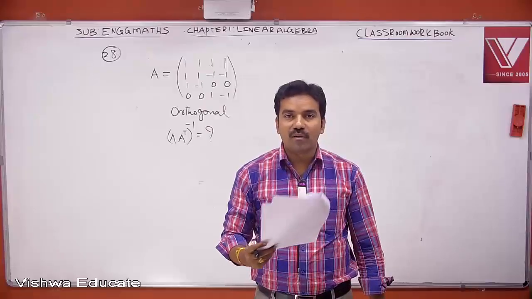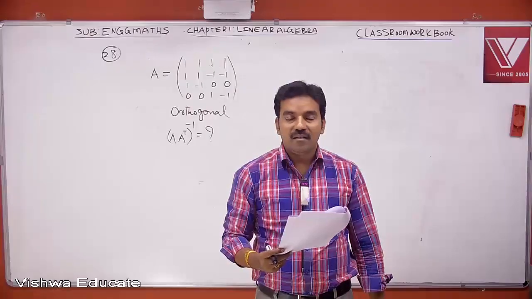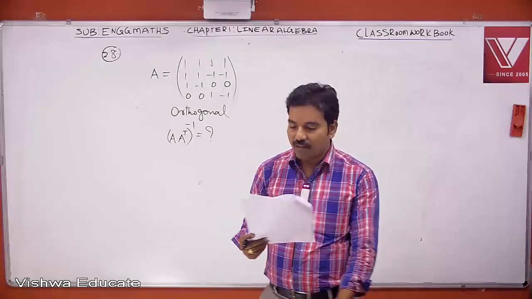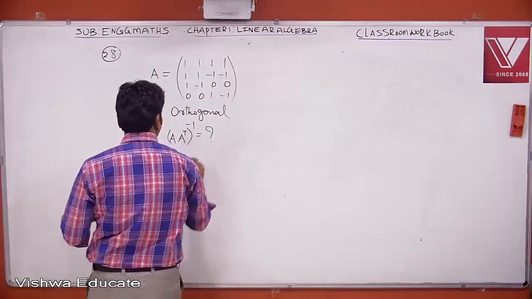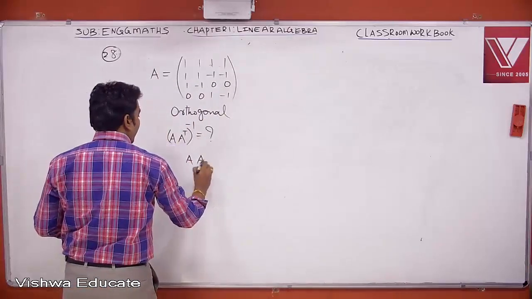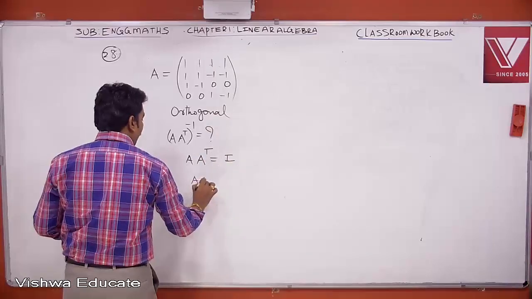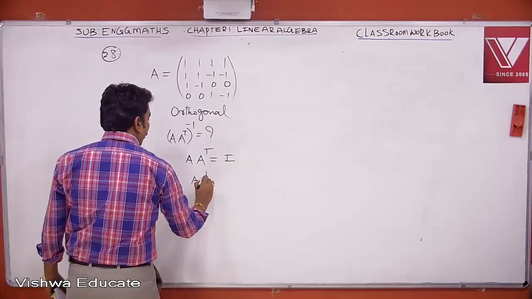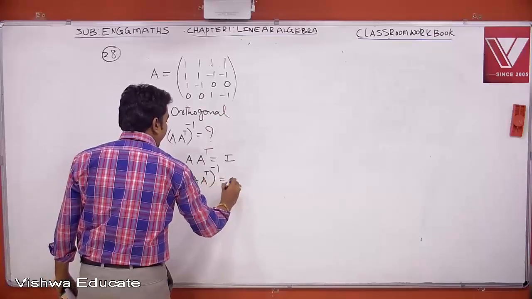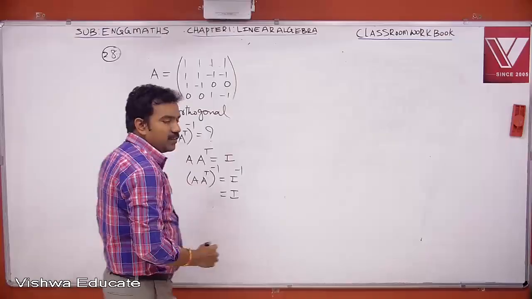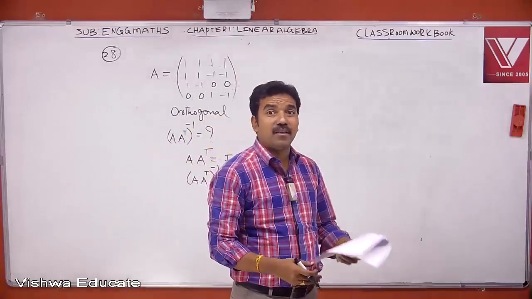The logic involved in this question is that it is an orthogonal matrix. That is the advantage for us. Since it is an orthogonal matrix, by definition, A into A transpose is I. Therefore, A into A transpose whole inverse equal to I inverse. The inverse of the identity matrix is I. Purely, it's a definition based question.